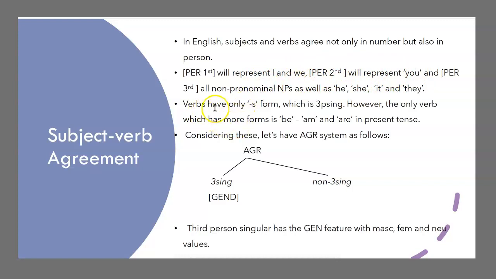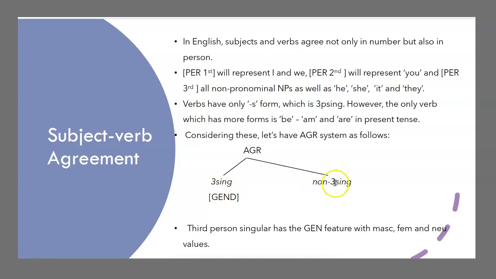But when you look at verbs, you have only a 2-way division. Either it can be third person singular or non-third person singular. So S is the ending for third person singular. However, the only verb which has more forms is be. The verb be can have a first person singular form. It can also have the are plural, and it can also have the is form. Okay.